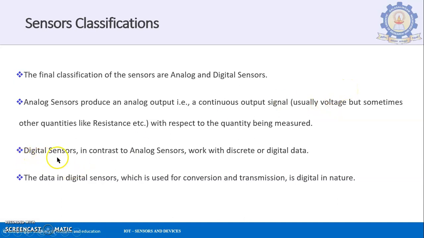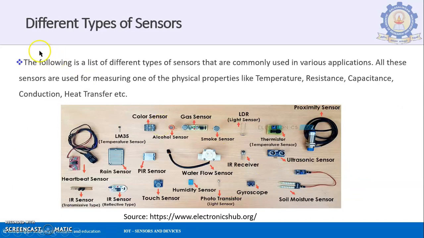Next one, we have a digital sensor. In contrast to analog sensors, digital sensors work with discrete or digital data only. The data in digital sensors, which is used for conversion and transmission, is digital in nature. Whatever data was converted over here, all of it is digital. So these are the different types of sensors available.